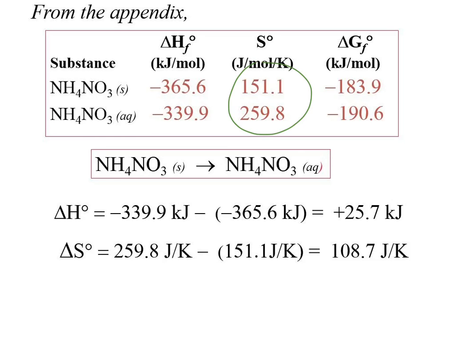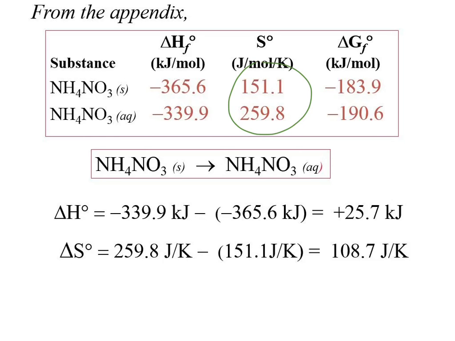So what do you think? Does that favor or disfavor spontaneity? It favors. Yeah, it will be entropy-driven if delta G is going to be negative. That's right. You got it.